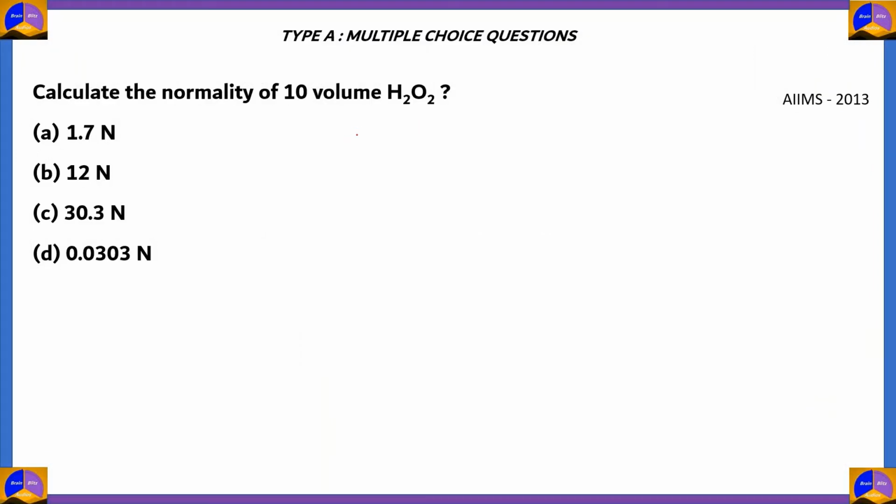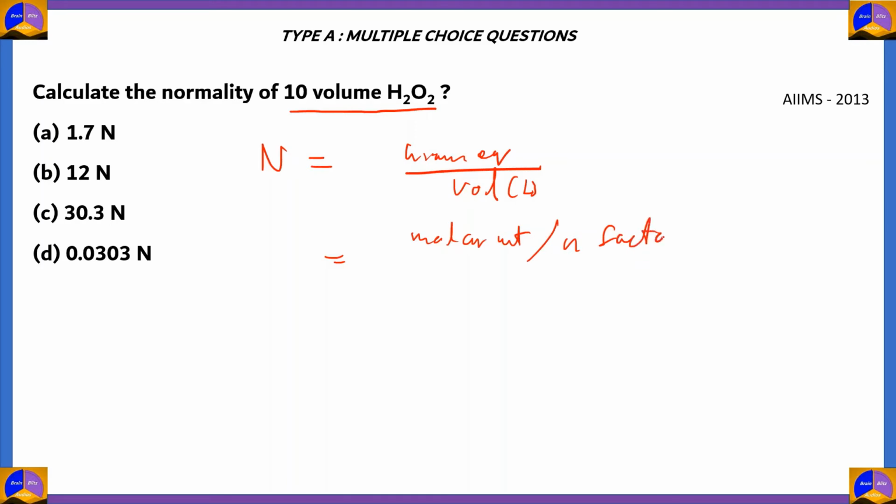Now, towards the next question. Calculate the normality of 10 volumes H2O2. So the general formula for normality will be number of gram equivalents of one solution divided by its volume in liters. And over here, we're given 10 volumes, so we can directly put that. But how do you find gram equivalents? Gram equivalents are molar weight divided by n factor. And this n factor is equal to the valency.